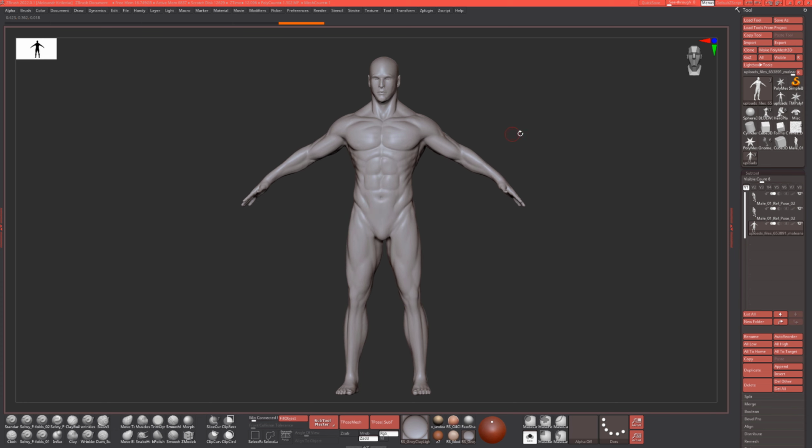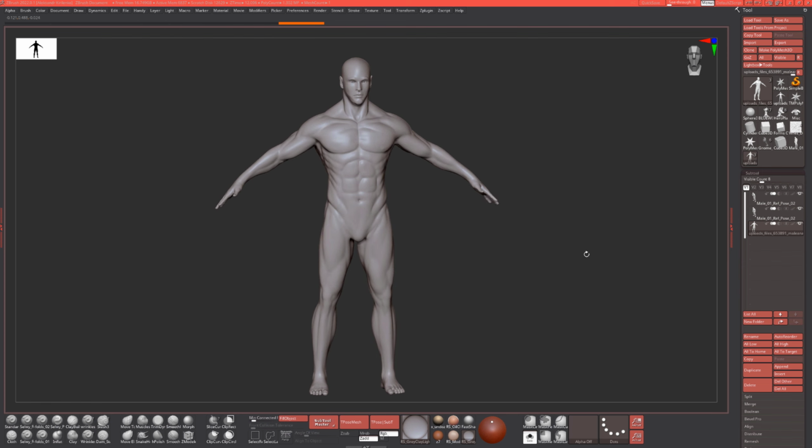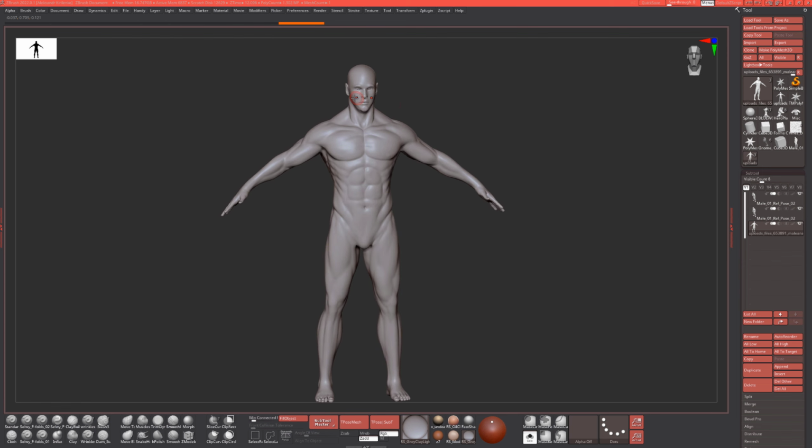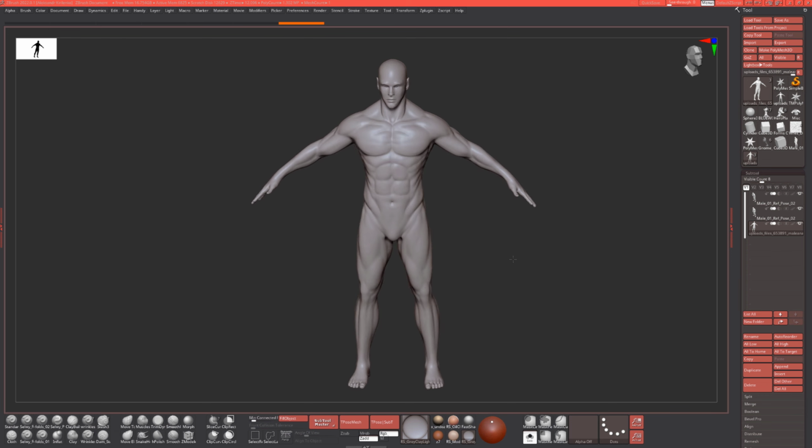So this is a free model. I don't know who made this, no disrespect to the person, right? This is just something that I wanted to use because, like I said, it's done in a very common way. So let's begin.